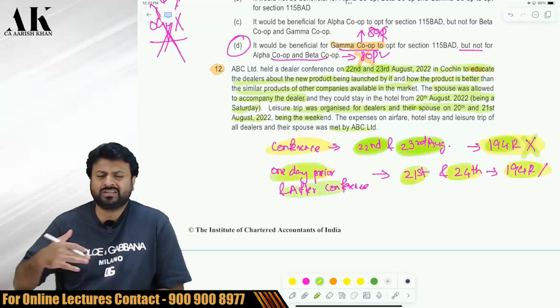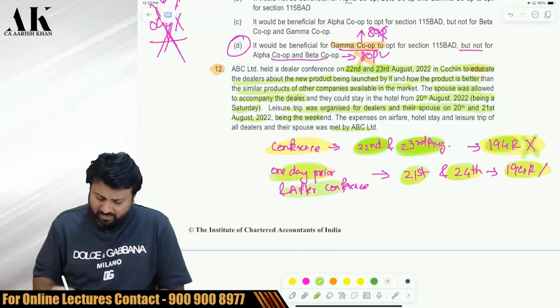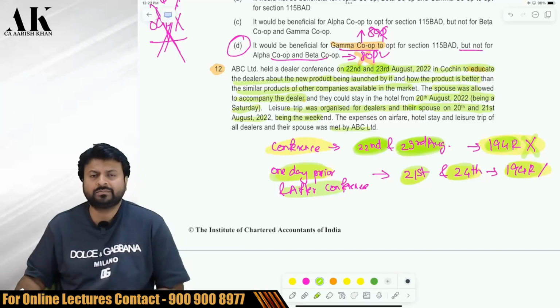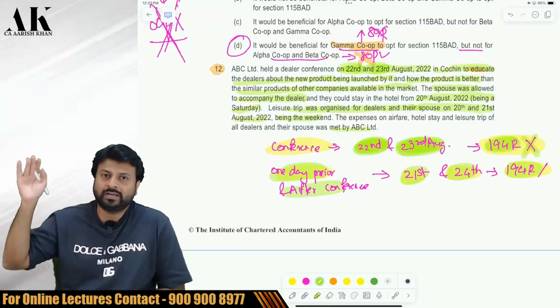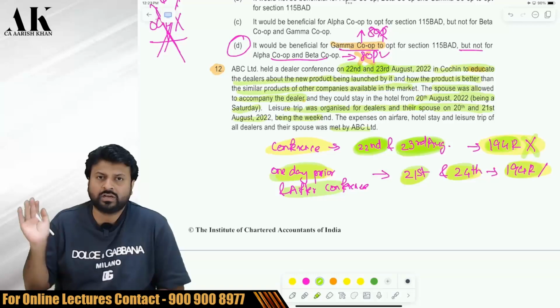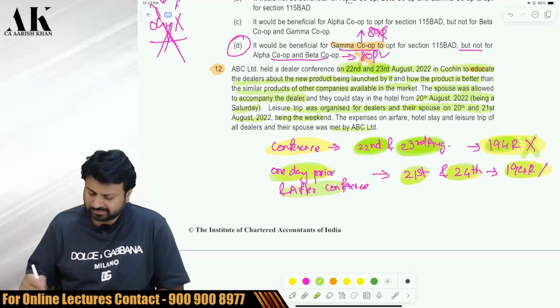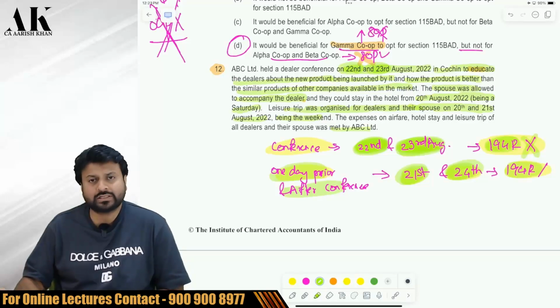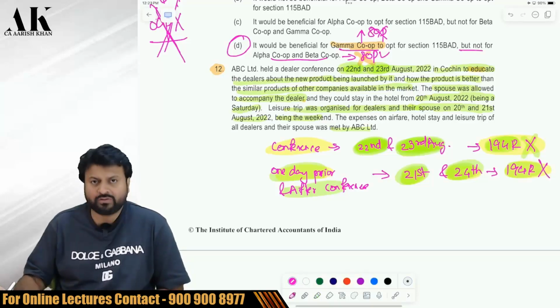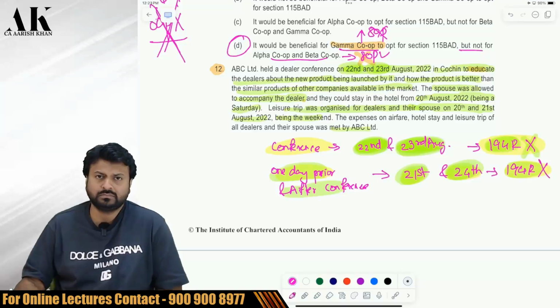Similarly, one day prior to the dealer conference and one day after the dealer conference will also be exempted. Generally, the perception is that if the conference is on 22nd and 23rd, a person will come on 21st and will go on 24th, because the conference might go on till late night on 23rd. So a person cannot leave on 23rd. He has to leave on 24th. So one day prior and one day after will also be covered outside the scope of 194R. You can enjoy the benefit of 194R exclusions.